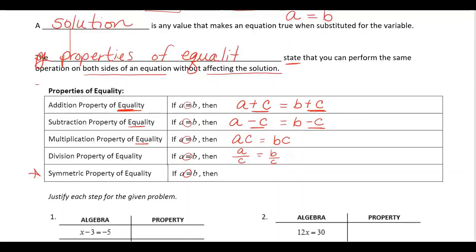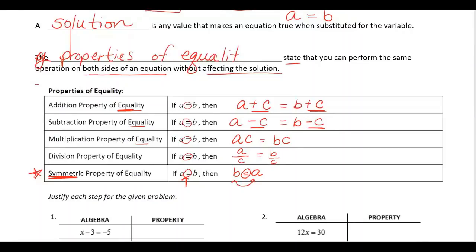Now the last one here is called the symmetric property of equality. I need you to see the root word symmetric here. This is symmetry. It is the same on both sides. Now I do not want you to get this confused with commutative property of addition or multiplication. Notice it's an equal sign here. This is the symmetric property. If A equals B, then B equals A. So notice how they switch around an equal sign. So it's not commutative property of addition or multiplication. It's the symmetric property. It's the same on both sides.